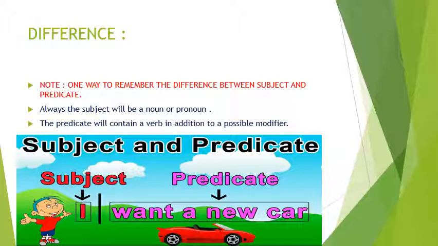Let us see the example here, subject and predicate. Subject, I. I is the subject here and predicate is want a new car. About whom is it talked about here? I. What I want? I want a new car. The action word is want here and the rest of the sentence is a new car. So subject will be I and predicate will be want a new car.